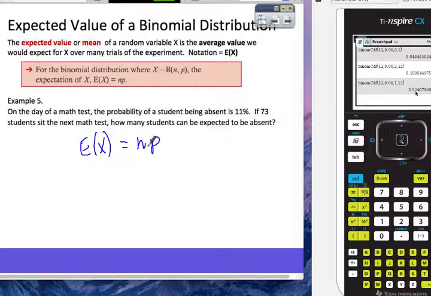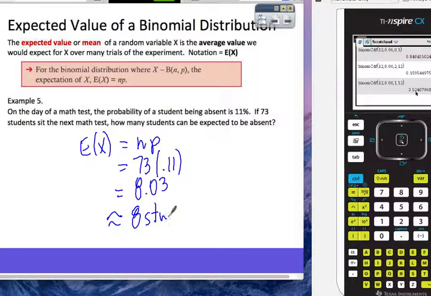So it's just np, so it's the number of students, 73, times the probability of success, in this case being absent, 0.11. Multiply that out, it's 8.03. And again, as we talked about with students, we have to say that this would be 8 students. Can't round up with students. All right, very easy, obviously, with expected value.